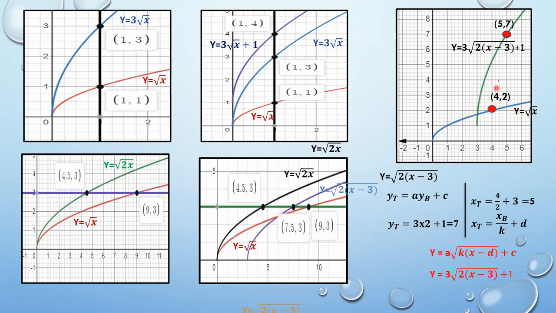Point is 4, 2. That point is transformed to 5, 7 using all these transformation factors. How many factors? 4. 1, 2, 3, 4. This is vertical stretch by a factor of 3, horizontal compression by a factor of 2, movement to the right 3 units, movement upwards 1 unit. Here 1 unit, here 3 units. That is this and this and this. So let's see how you get that.